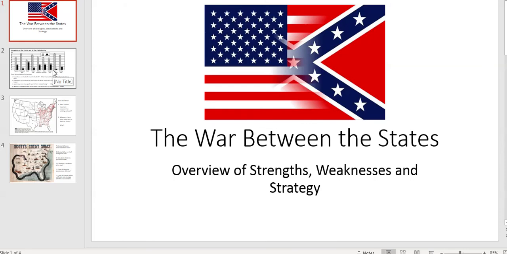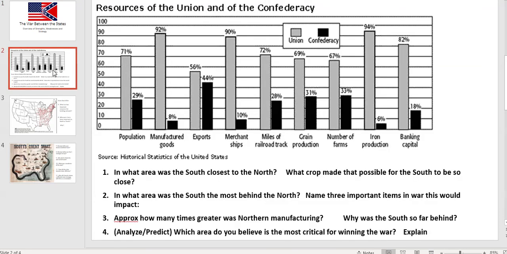So, let's look at our next slide here. And what area was the South closest to the North? So, let's look at that right here. We're looking at the difference between them. We want to see where the difference is the least. And what area, meaning category: population, manufactured goods, exports. We're looking at the resources of the Union and Confederacy. Which of these is the South, which is the Confederacy, is how I'm using it, black, closest to the Union, the North. So the Confederacy is the South.